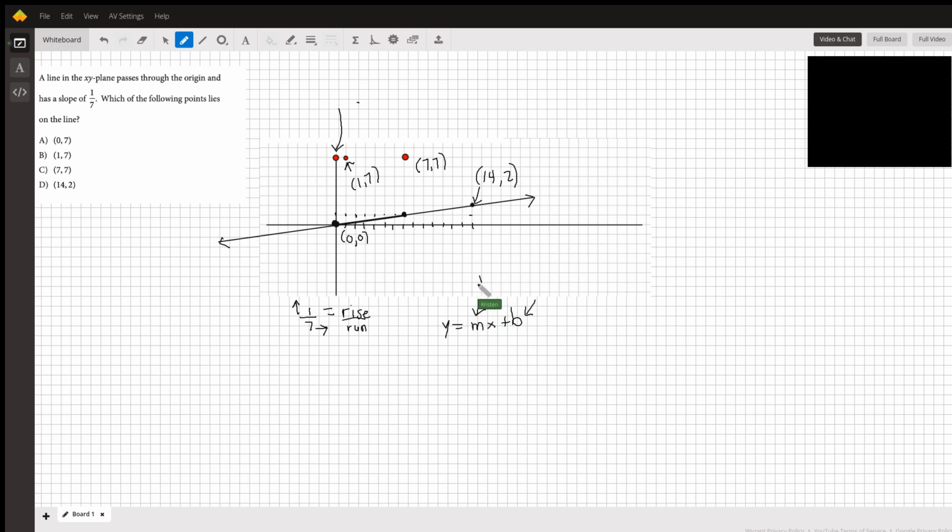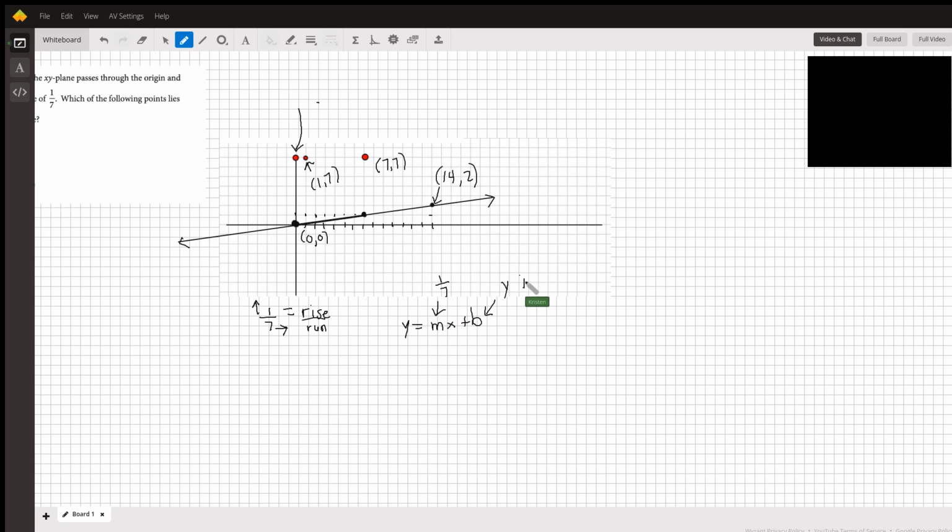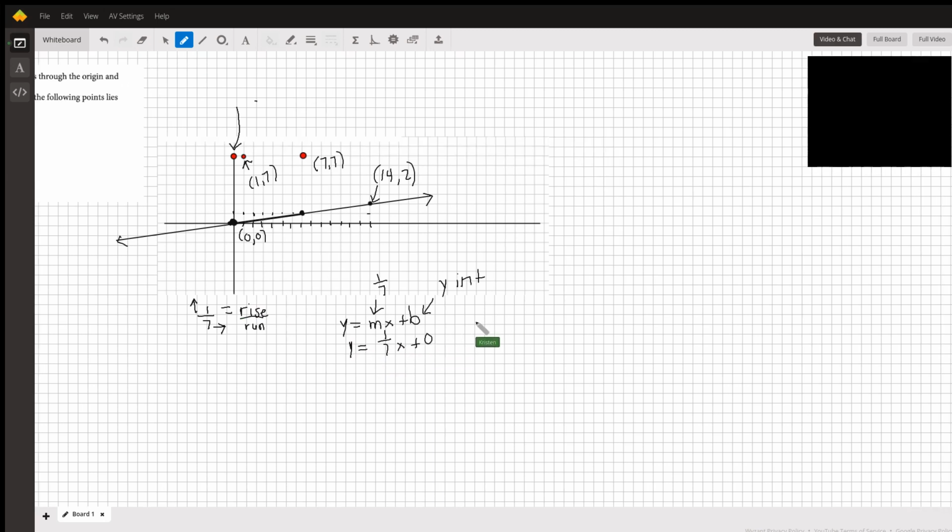m is the slope. They give us that that's 1/7. And b is the y-intercept. That means, like, at what value does our line cross the y-axis? Well, we know it's 0, right? So our y-intercept is 0. So our equation is y equals 1 over 7x plus 0, or just simply y equals 1 over 7x.